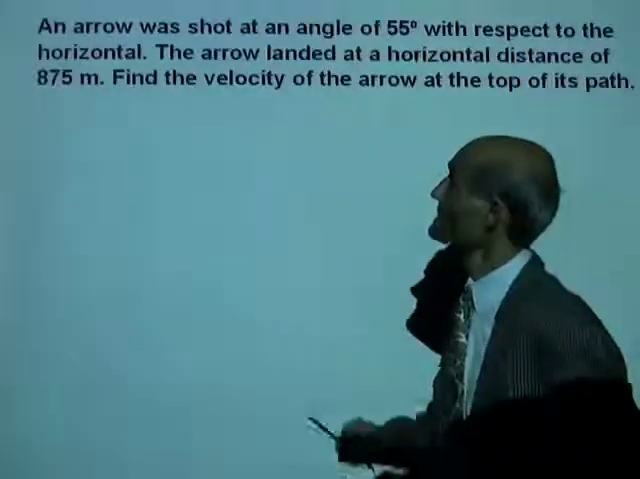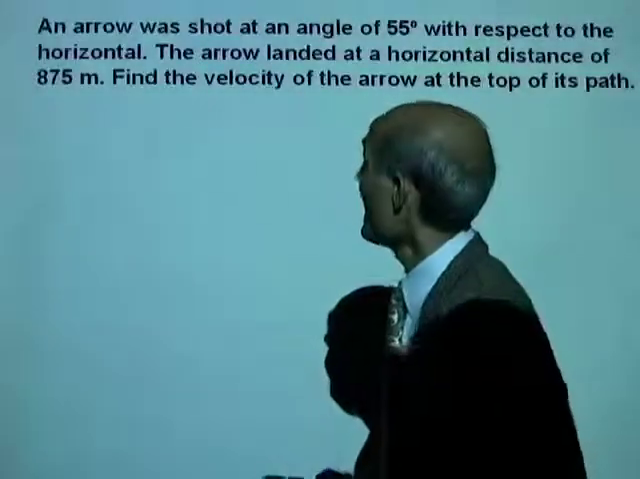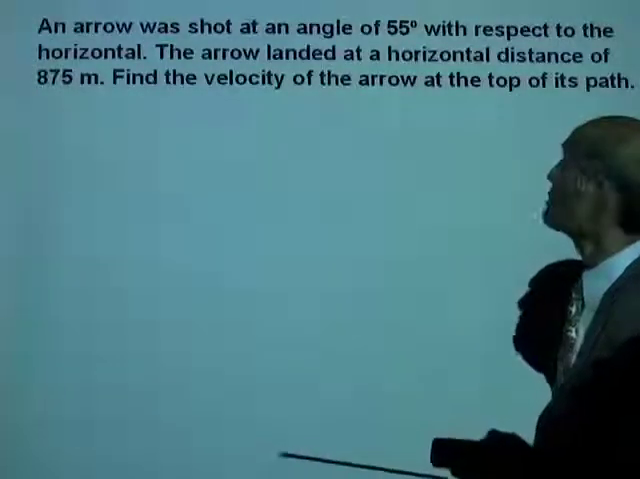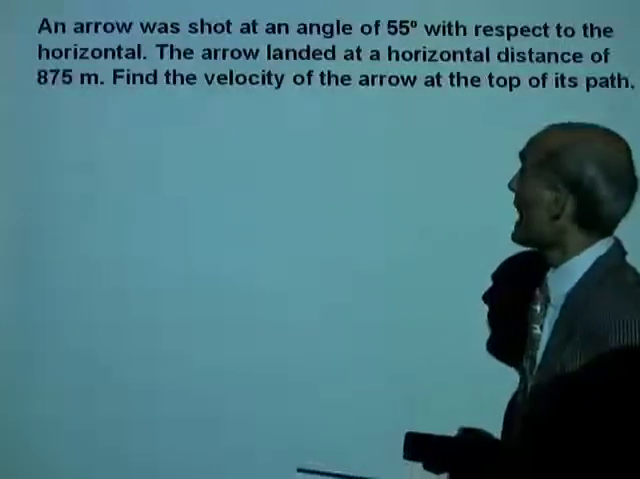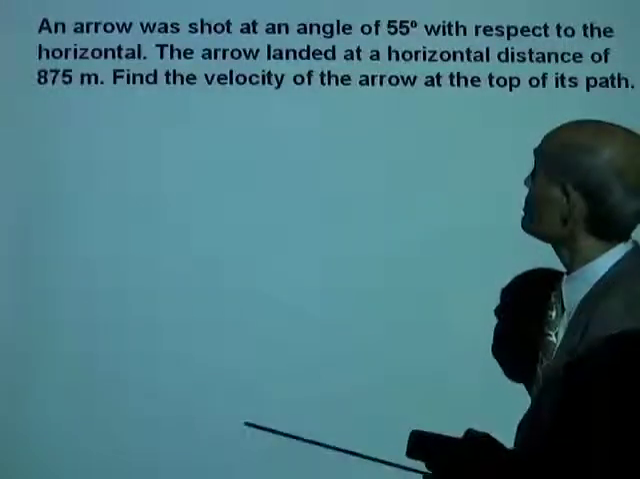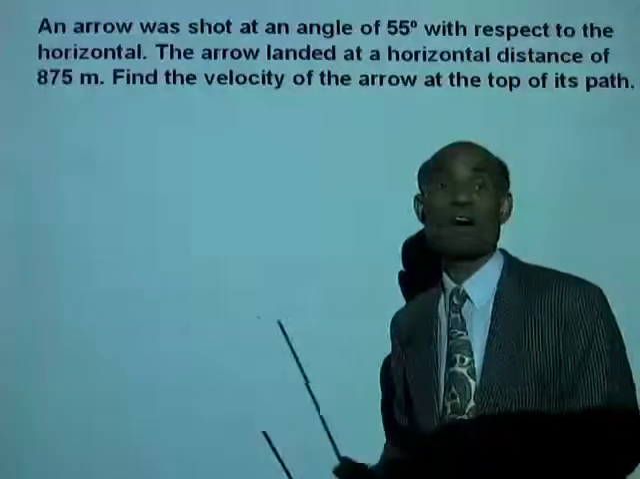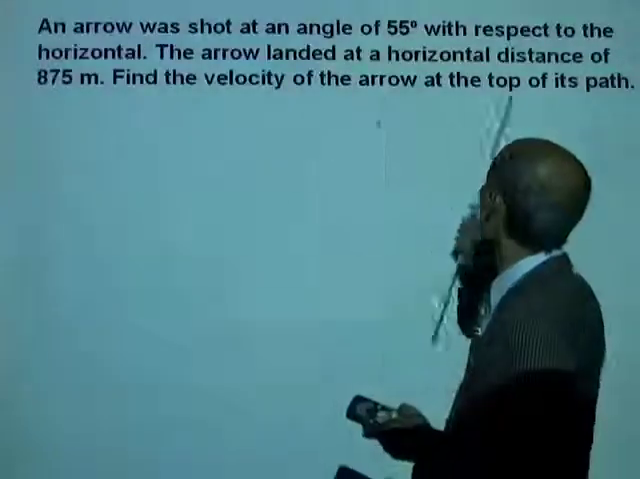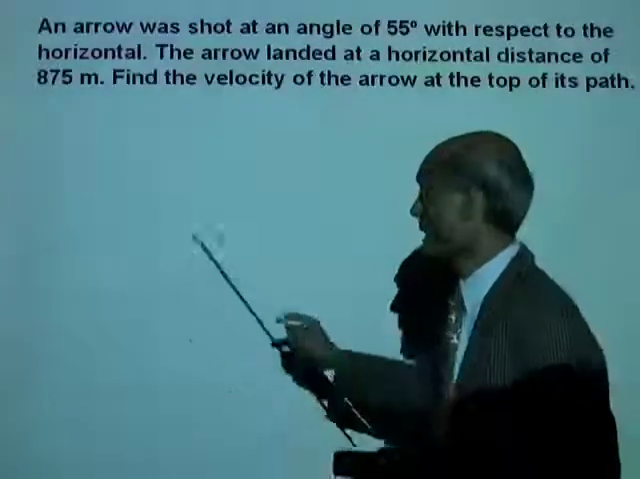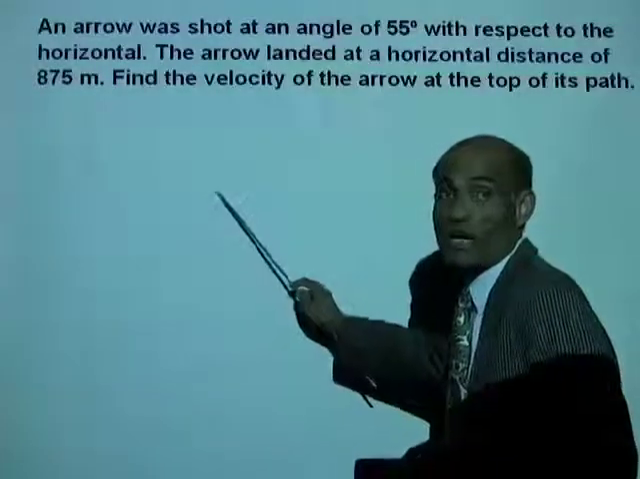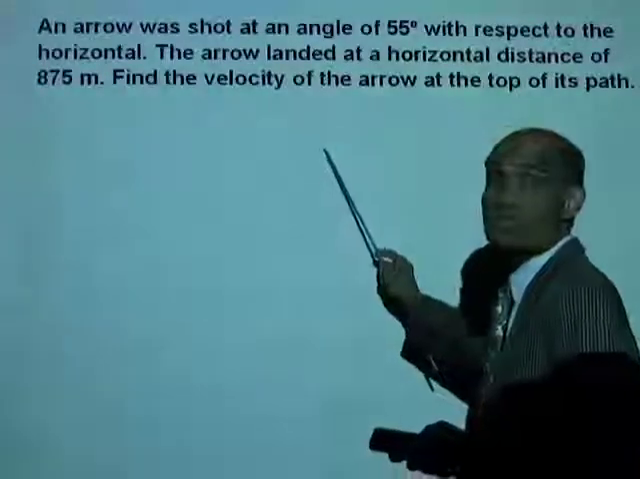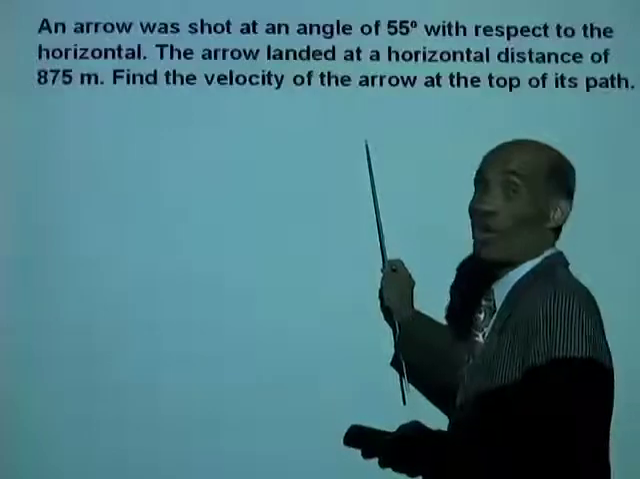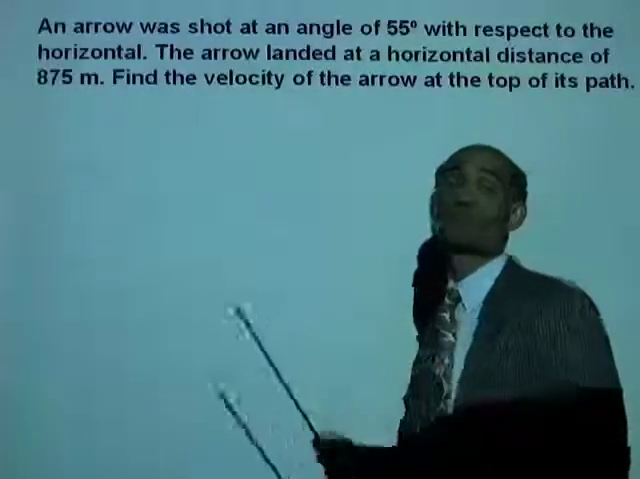Alright, let's look at another problem. An arrow was shot at an angle of 55 degrees with respect to the horizontal. The arrow landed at a horizontal distance of 875 meter. Find the velocity of the arrow at the top of its path. Well, the arrow was shot and it rises, reaches the peak, and then goes down. We need to find the velocity at the top.